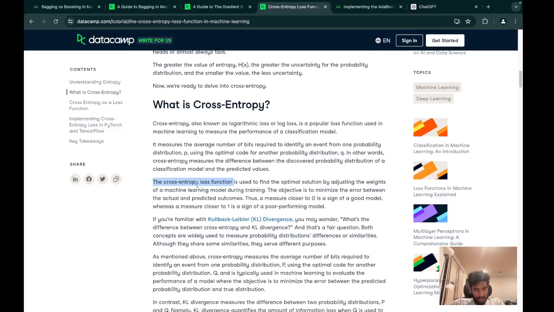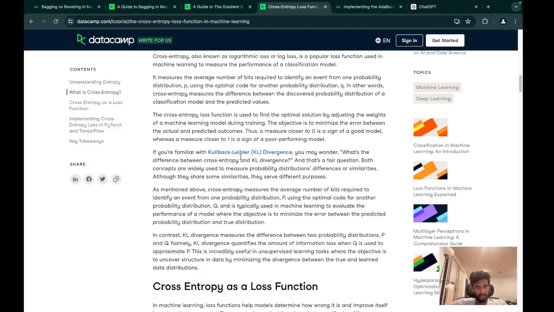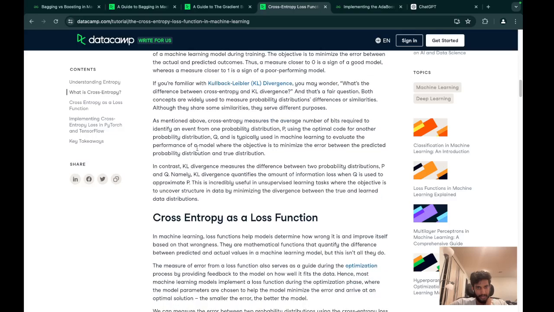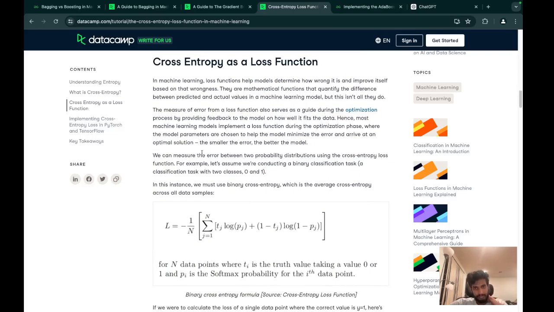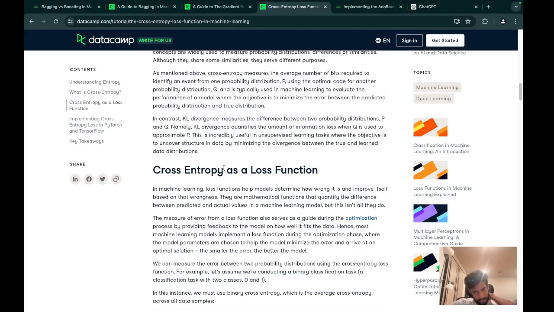Cross entropy function is used to find the optimal solution by adjusting the weights of the machine learning model during training. The objective is to minimize the error between the actual and predicted outcomes, thus a measure closer to zero is a sign of a good model. If you're familiar, what's the difference between cross entropy and log loss? Okay, that's a fair question. Can we just call it the log loss, I guess?